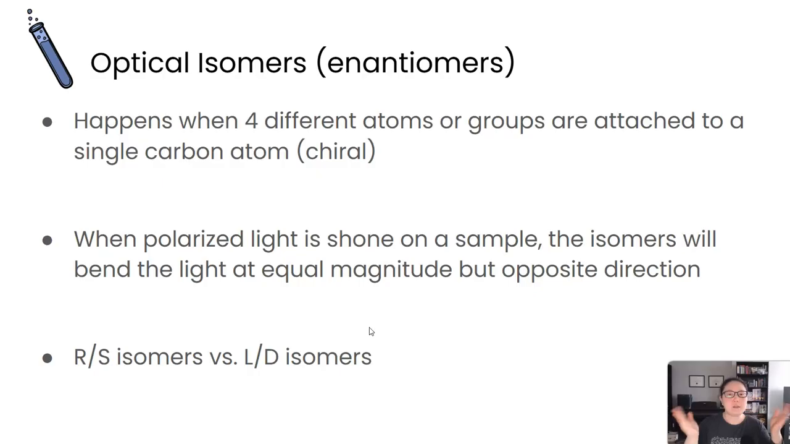You can also see isomers being referred to as L or D. That L or D has to do with the direction that the light is bending. This can't be determined by looking at the molecule itself. You actually have to do the whole polarized light experiment to figure out which direction it turns the light. I'm not going to go into any more detail about this because I don't expect you to know it, but I did want you to be aware that if you see R and S, and you see L and D, this is where it's all coming from.